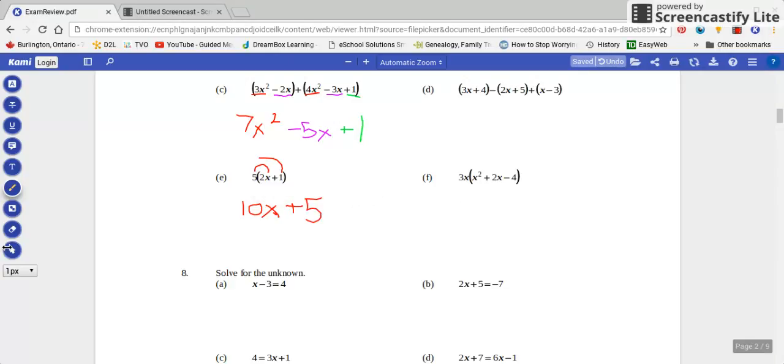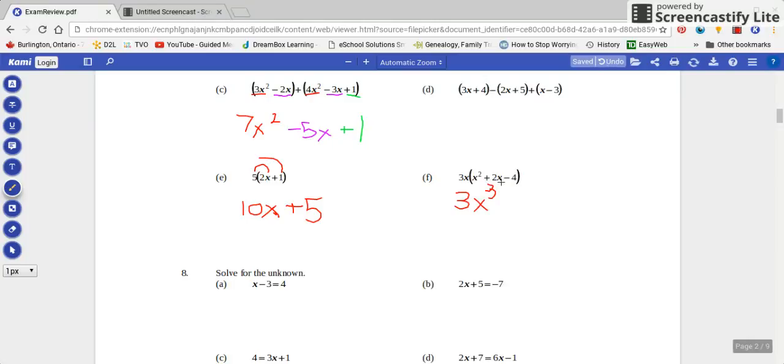Okay, same thing with the next one here. We're going to take the 3x and multiply it by all the things inside the bracket. A little bit more complicated because when you times an x by an x, you add an additional number to the exponent. So 3x times x squared is actually going to be 3x, and then instead of 2, it's going to be a 3, because we did 1x and then we had another x. So 3x to the 3.